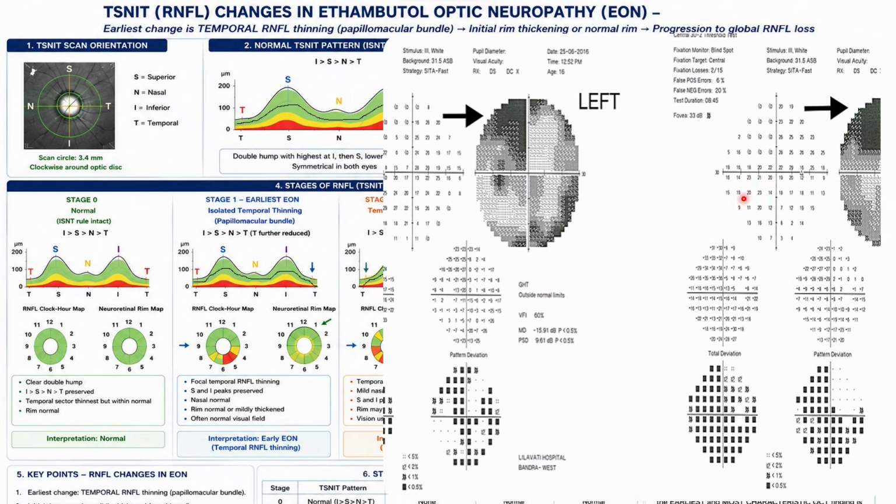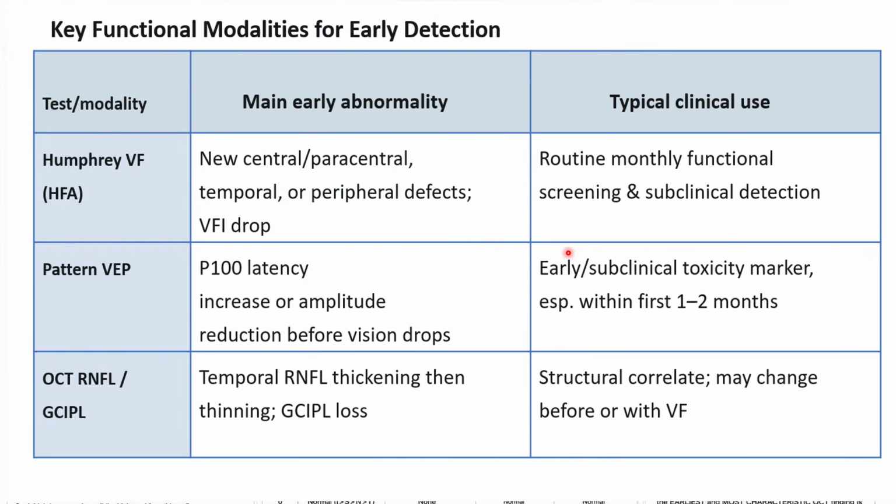Now, similarly, these are the changes that happen in the visual field. The patient will start with central scotoma, centrocecal scotoma, and then will progress to generalized constriction. And at the end, there will be generalized constriction of the visual field, as you can see here in these patients. And finally, this is a summary of what we have mentioned.